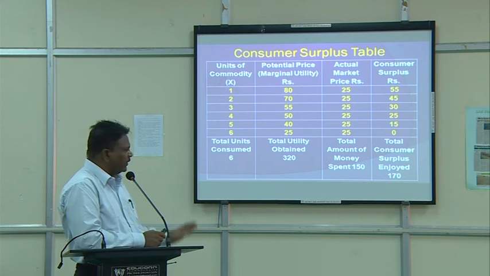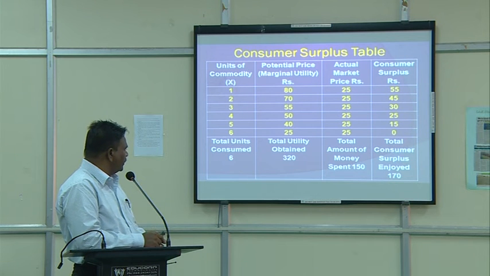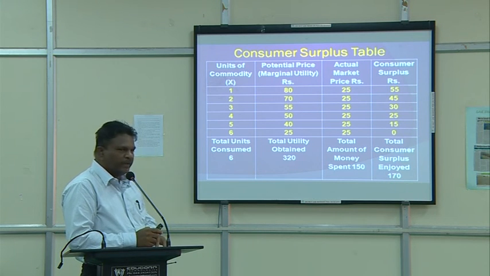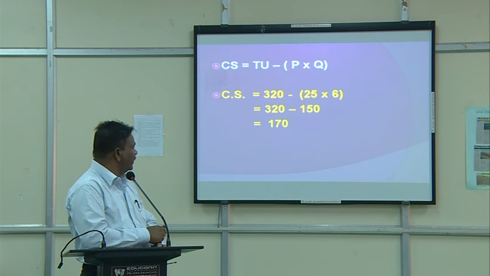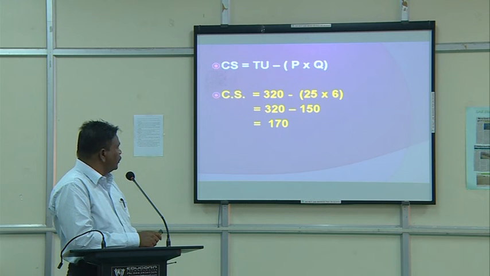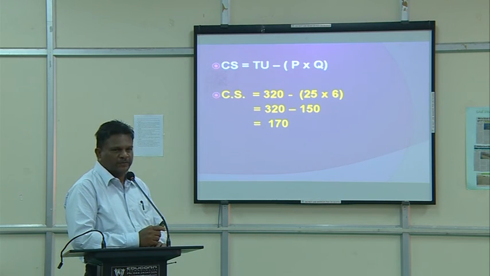Now, for the total of 6 units, the total utility is 320, the total amount of money spent is 150, and the consumer surplus is 170. Here I filled in the formula: CS equals 320 minus 25 price times 6 quantity, giving 170 consumer surplus. I hope all of you understand it.